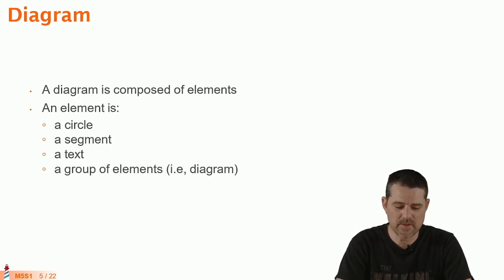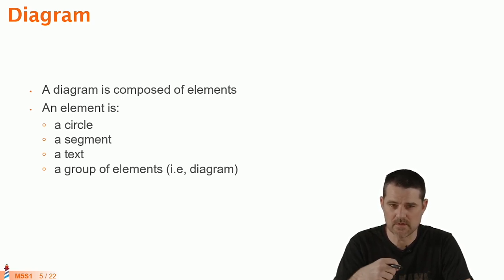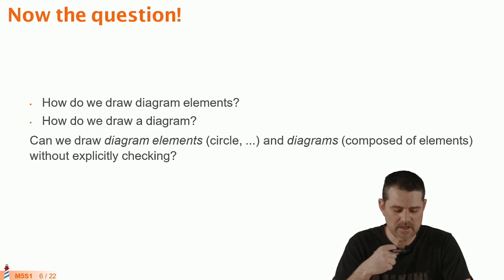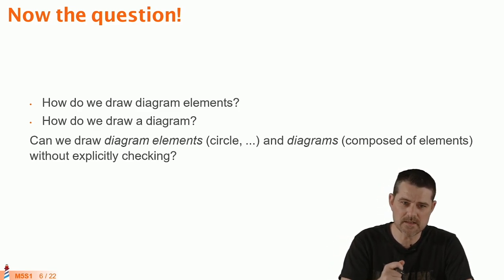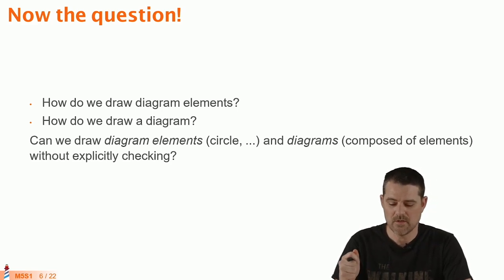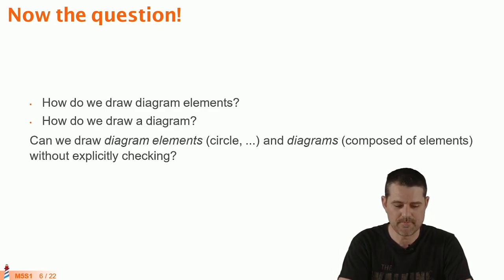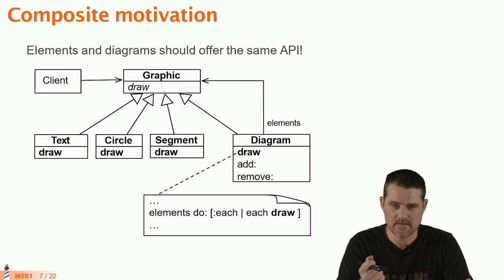And finally, a last example of this kind of tree structure. A diagram is composed of elements, and an element could be a circle, a segment, a text, or a group of elements. So it means a diagram. Now the question is, how can we draw diagram elements and diagrams in a uniform way from the client's point of view? Can we avoid testing on the client side to check if we are trying to draw elements or diagrams? This is the point. And the answer is yes, of course we can.